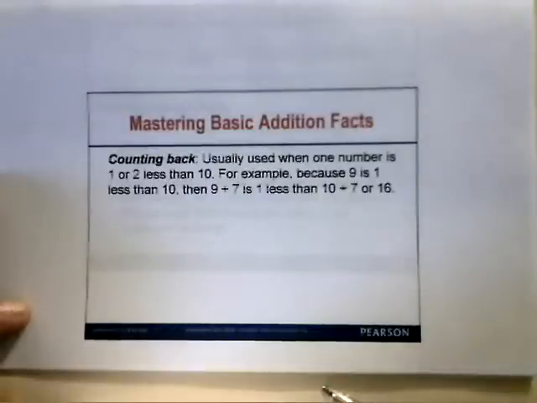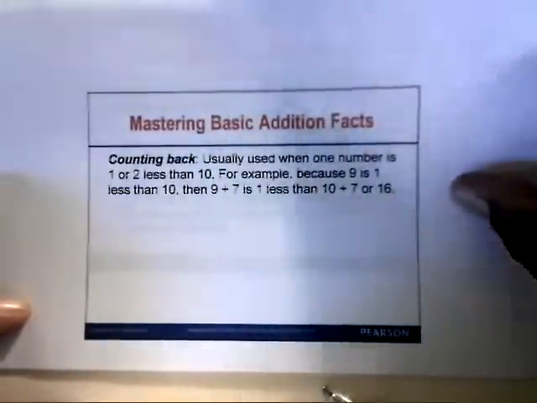Counting back is another method of mastering basic addition facts. In this case, it's usually used when one number is 1 or 2 less than 10. For example, because 9 is 1 less than 10, then 9 plus 7 would be 1 less than 10 plus 7. So let's use 10, add 7 to that, you get 17. But we added 1 too many, so we count back 1, that will give you 16 as your final answer.